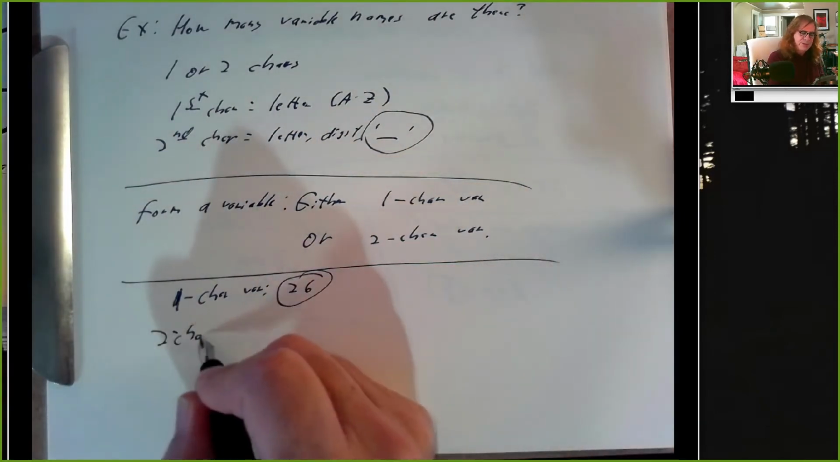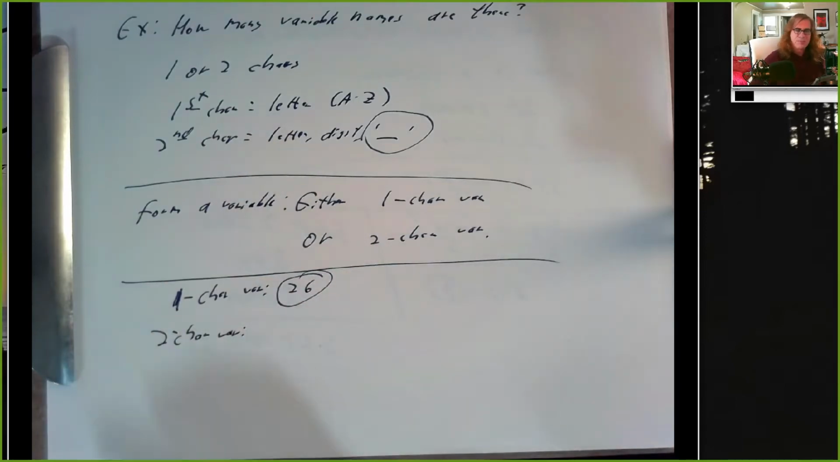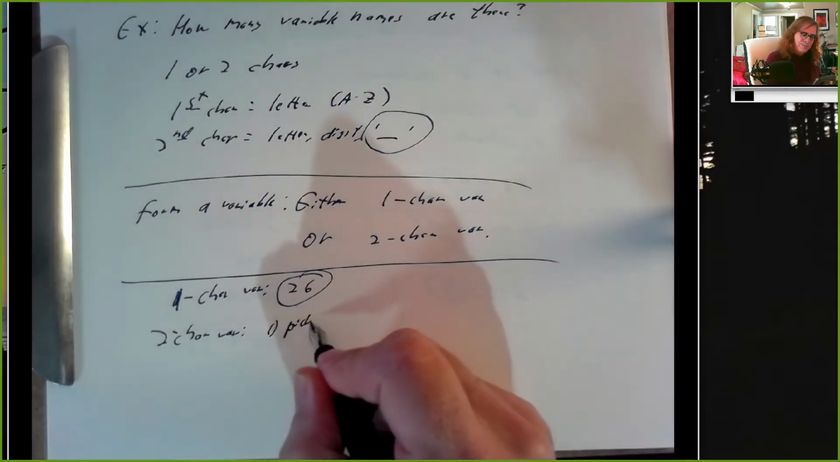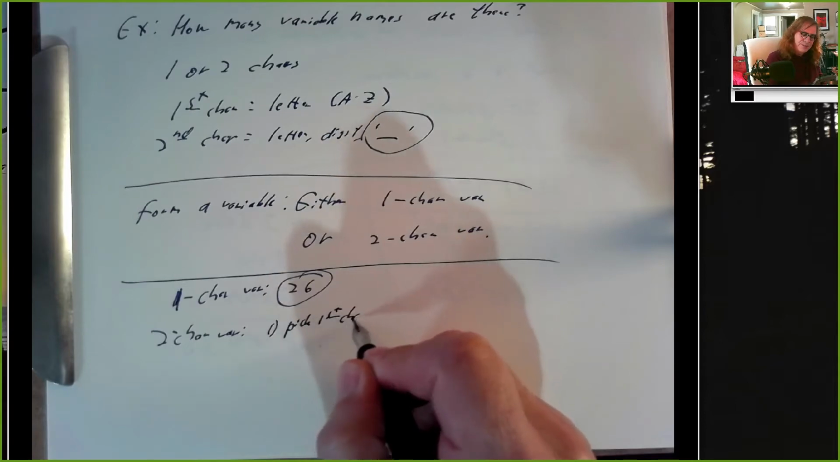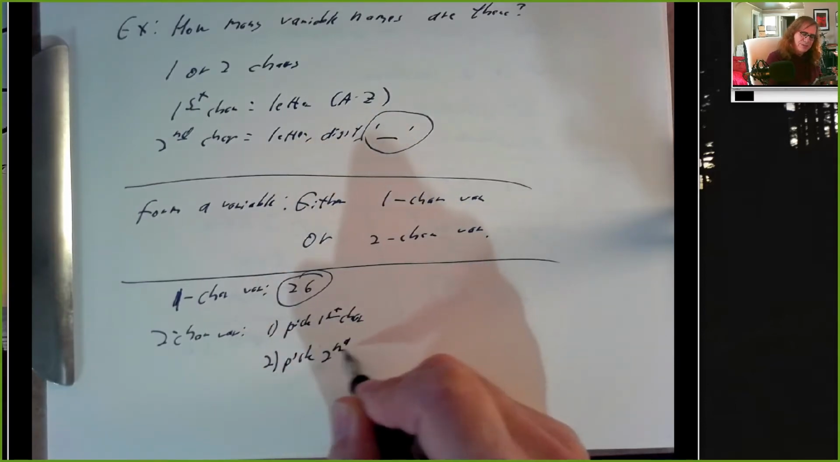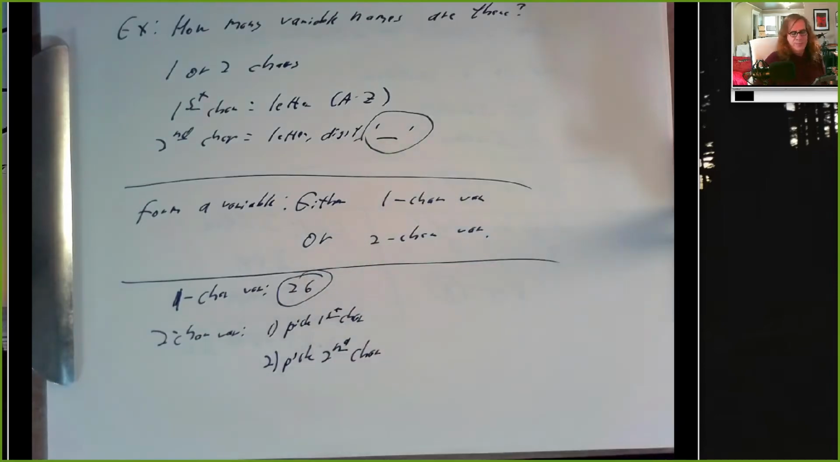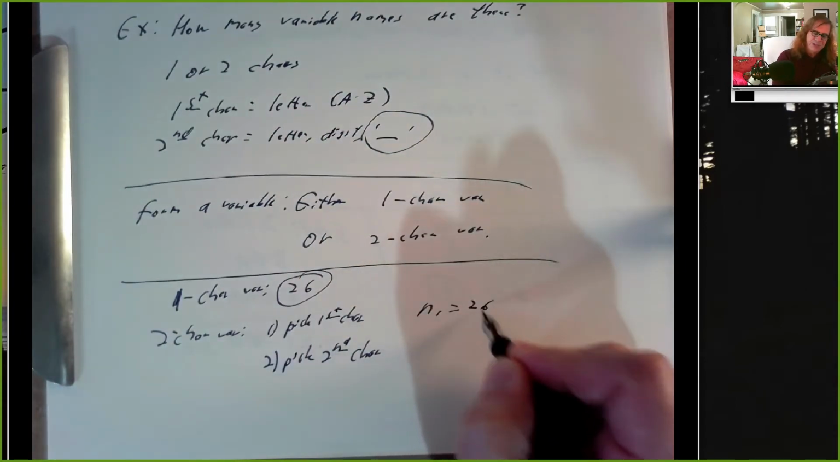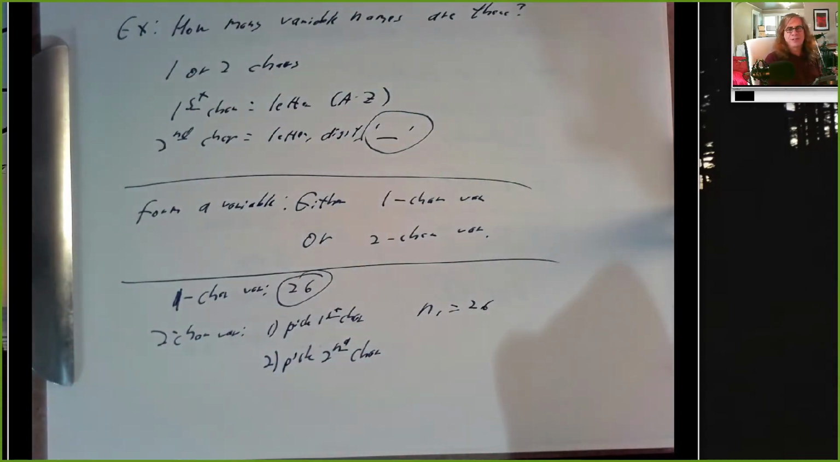But for a 2-character variable, this is a product rule. What are the 2 tasks we use to create a 2-character variable? First, pick the first character, and then pick the second character. Well, how many ways can we pick the first character? Well, the first character has to be a letter. So there's 26 ways to choose that first character, 26 ways to complete the first task.